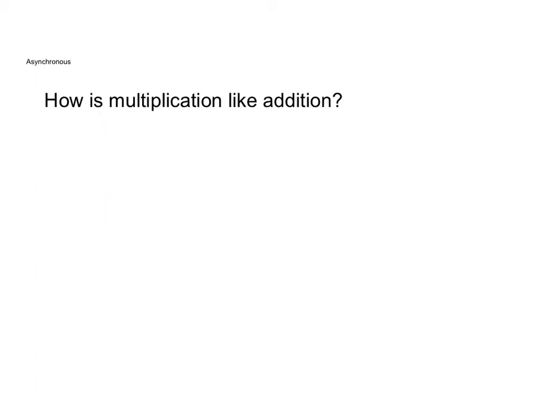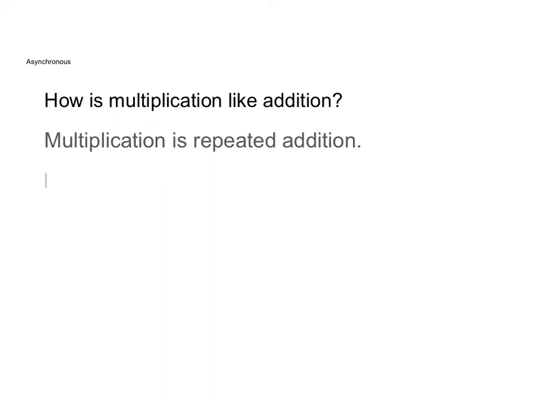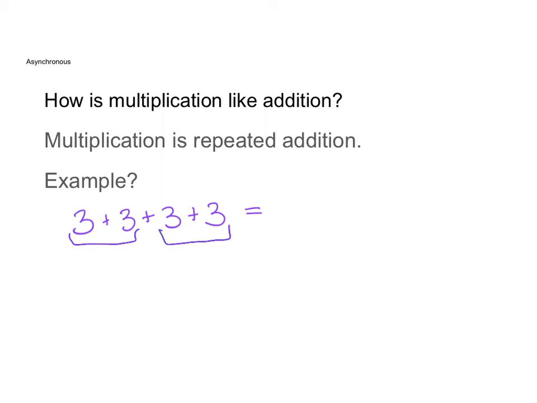So how is multiplication like addition? Well, remember that multiplication is just repeated addition. So let me show you an example. So this is my repeated addition example. So I have 3 plus 3 plus 3 plus 3. Well, 3 plus 3 is 6, and then 3 plus 3 is 6, so that would give me 12. However, since it's the same number being repeated 4 times, we can say that this is 4 groups of 3, which is 4 times 3, which is 12.